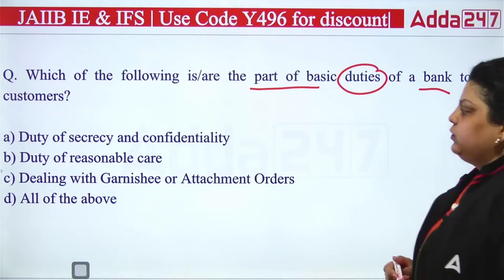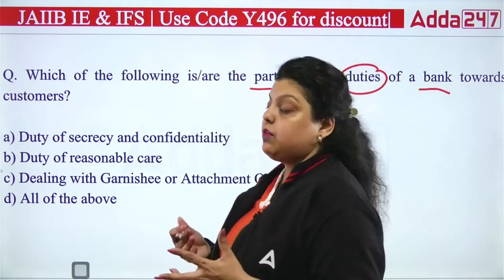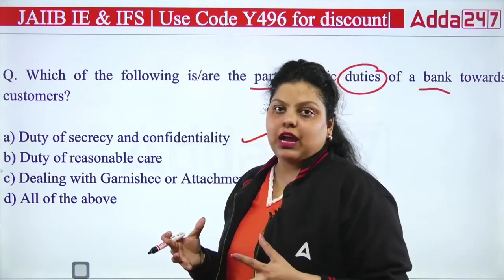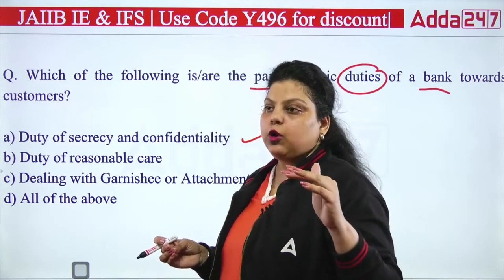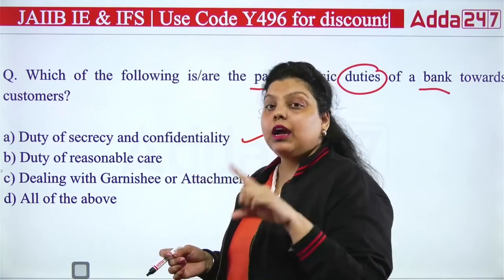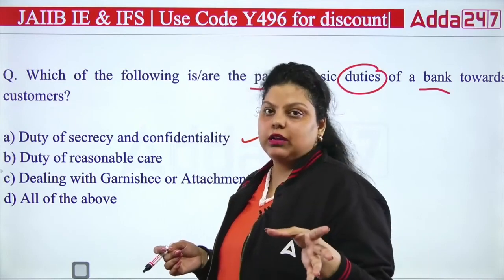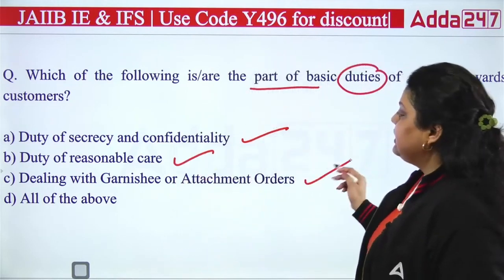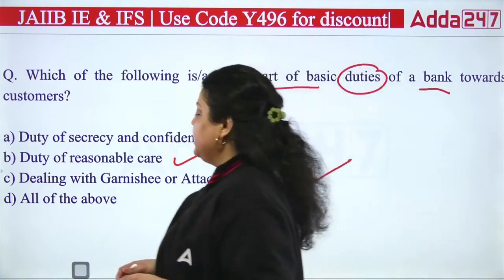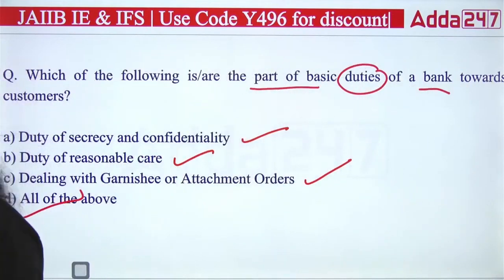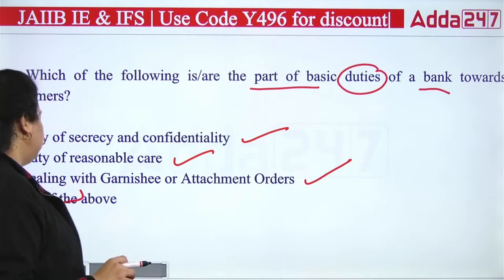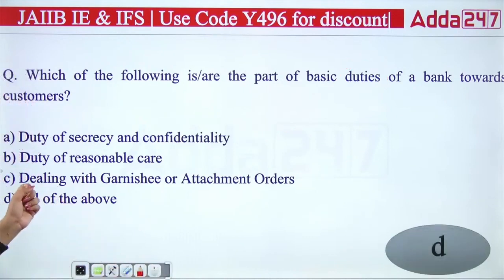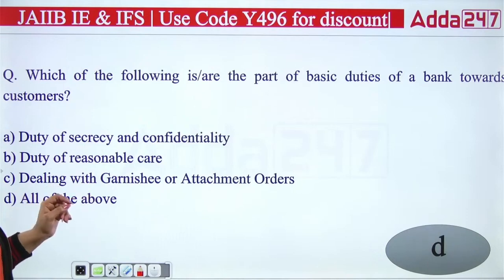Okay, so obviously this is the duty of a bank to have confidentiality, to have secrecy, not to share any information with anyone until and unless there are exceptional cases. Now duty of reasonable care, obviously, then dealing with the garnishee or the attachment order. So the right answer is all of the above. All are part of the basic duties of a bank towards the customer. So the right answer will be D.